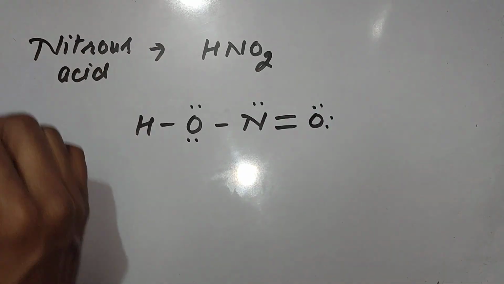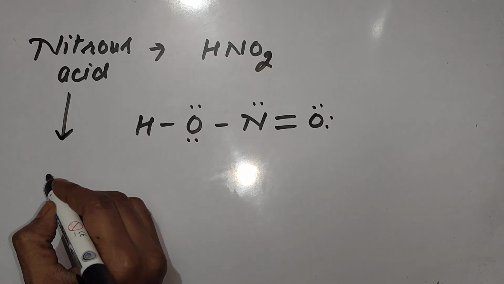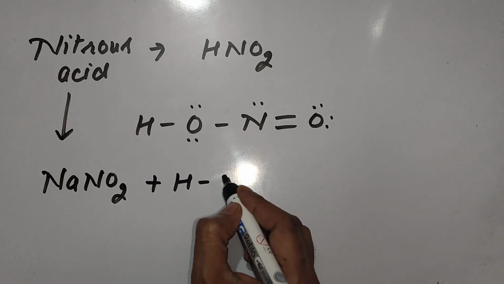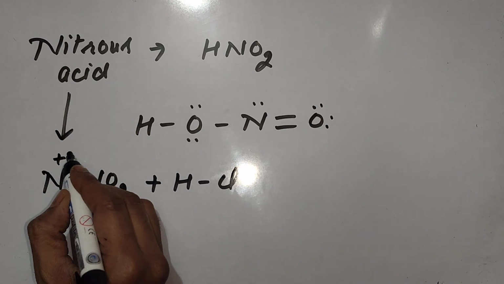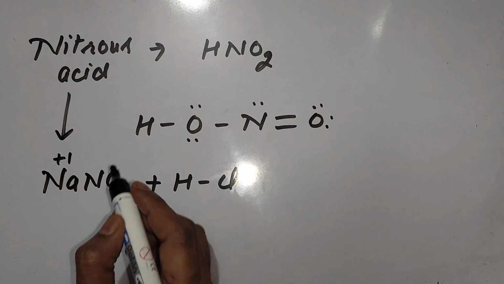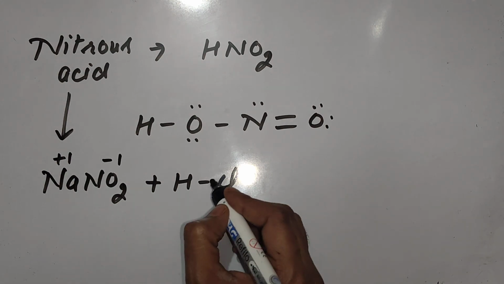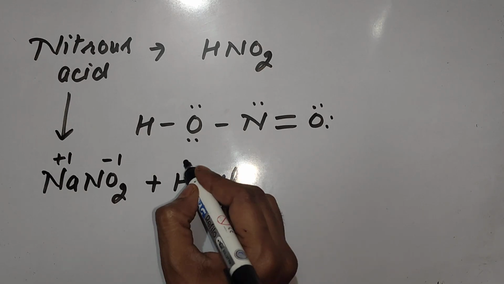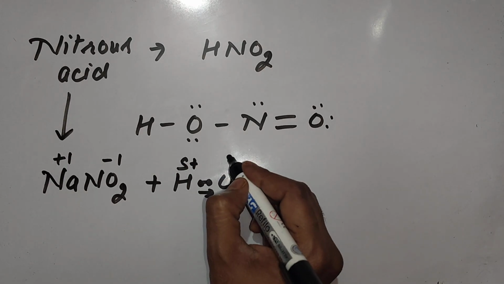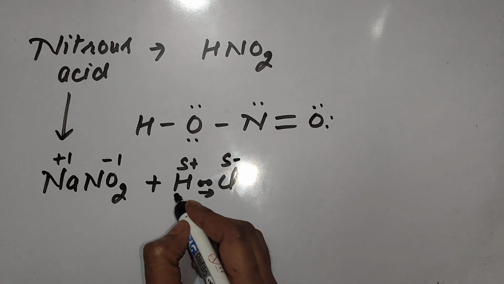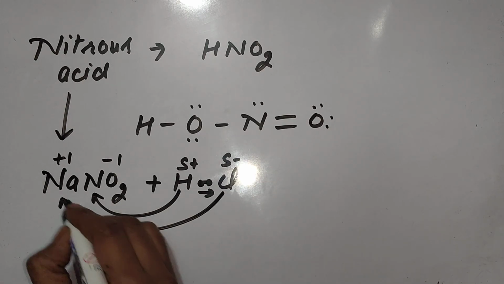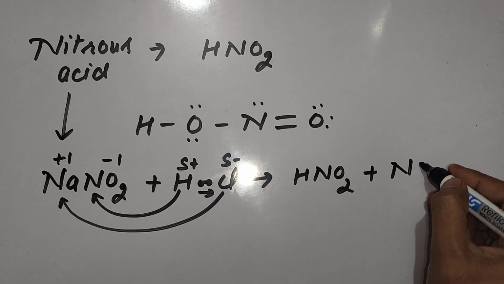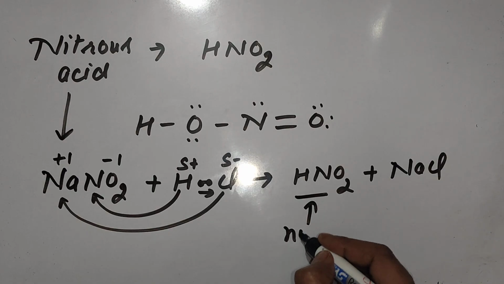Now, how is nitrous acid prepared? It is prepared by reacting NaNO2, meaning sodium nitrite, plus HCl. Sodium will carry a +1 charge. It's a salt. You know, it's the cation part. This is the anion part, -1 charge. In hydrochloric acid, chlorine is more electronegative than hydrogen. So electrons are more toward the chlorine side. Hydrogen is carrying a partial positive charge, chlorine is carrying a partial negative charge. So positive will attack on negative, negative will attack on positive. HNO2 plus NaCl will be generated, which is nitrous acid.